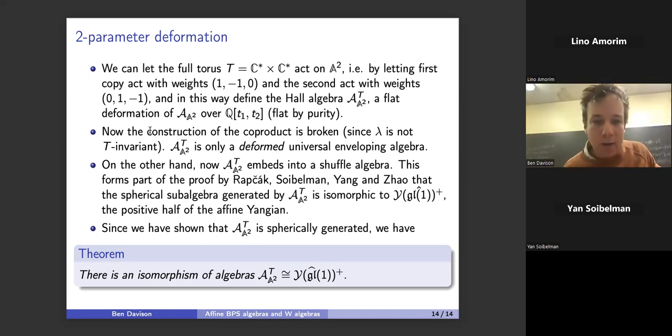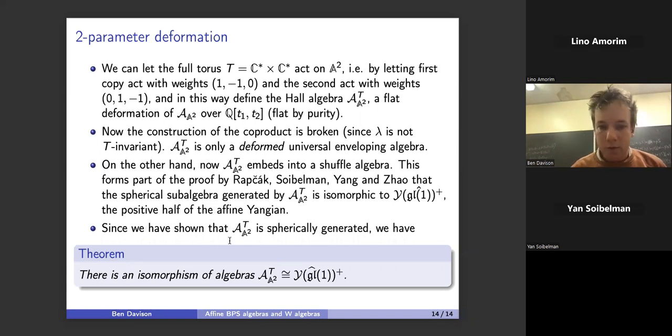That says that we no longer have a universal enveloping algebra. We no longer have something with a co-commutative coproduct, but we're looking at a deformation of it. So according to Drinfeld's original definition, that really is the definition of a quantum group. Now, one can show that this 2-variable deformed CoHA embeds into a certain shuffle algebra, and this is used by Rapčák-Soibelman-Yang-Zhou to show that the spherical subalgebra generated by the first part of this CoHA is isomorphic to the positive half of the affine Yangian, a certain quantum group.